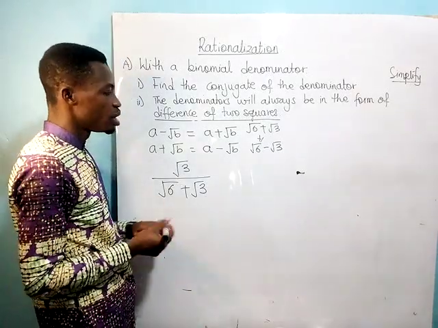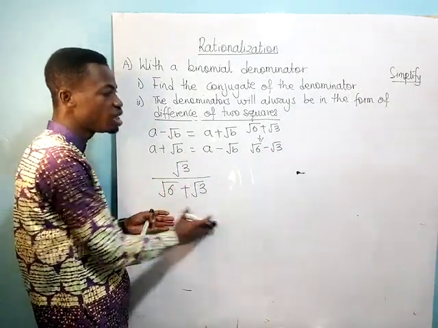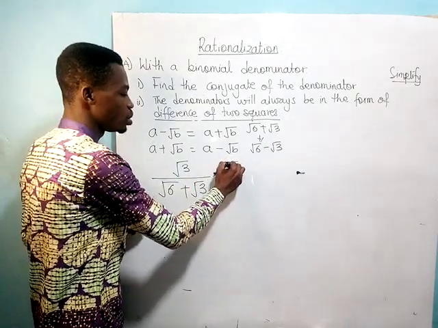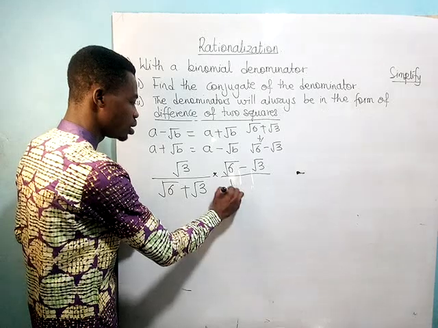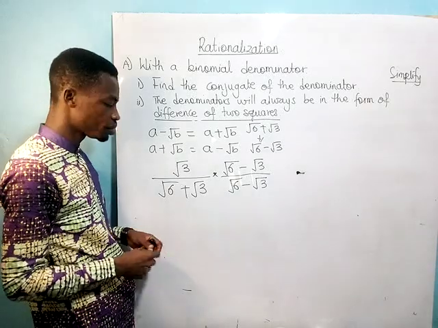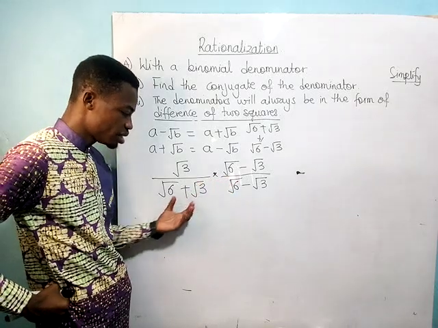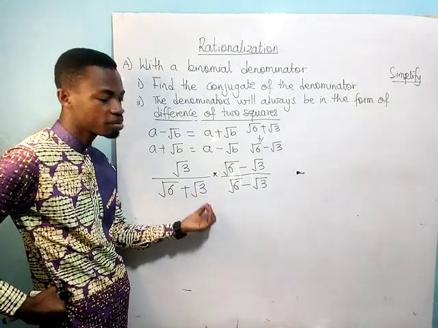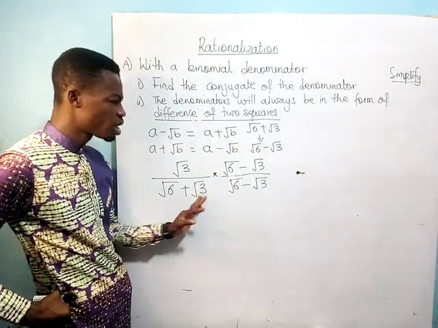That's the first thing. Then, since we now know our conjugate, we multiply both the numerator and the denominator by the conjugate. So we have times square root of 6 minus square root of 3 over square root of 6 minus square root of 3. Now, let's study the denominator very well. On this side, we have square root of 6 plus square root of 3. Here, we have square root of 6 minus square root of 3. Now look at this one very well.